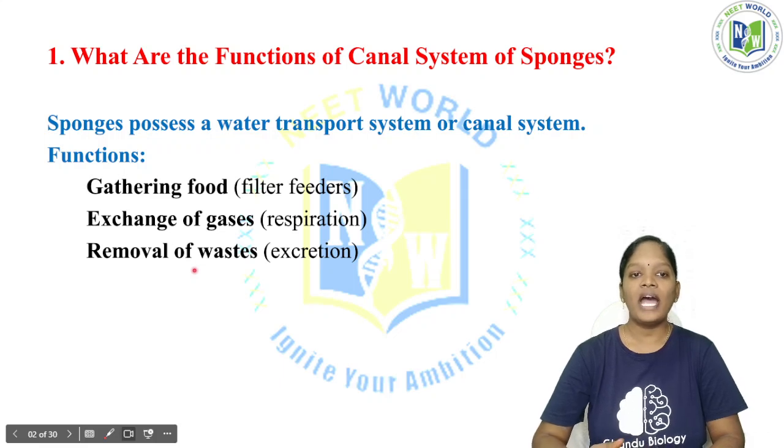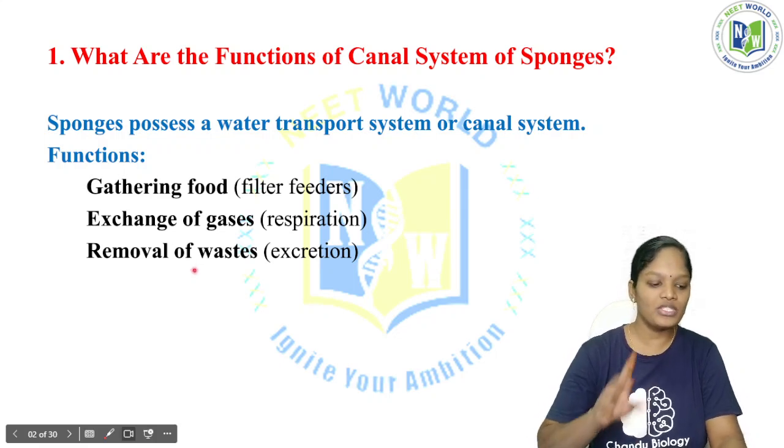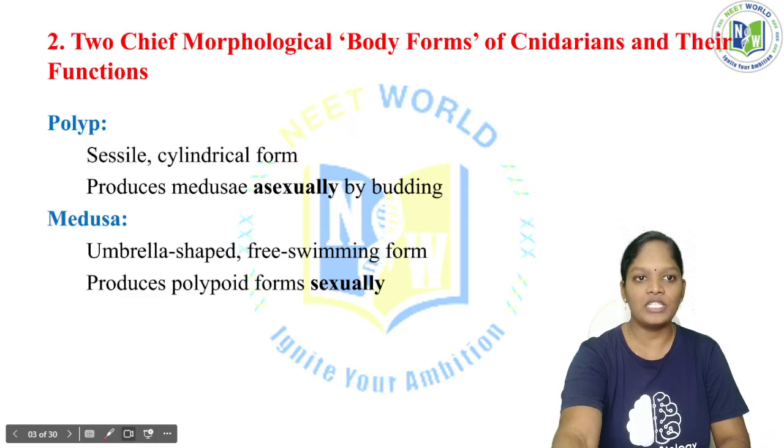And after the food has been digested, the undigested waste materials have to be eliminated from the body. So the elimination function, that is the excretion function, is also mediated by this important system called the canal system, which can be seen only in the sponges, not in any other phylum in the animal kingdom. And the main important thing is that most of the physiological functions are done by this canal system. So this is the proper answer for this question.